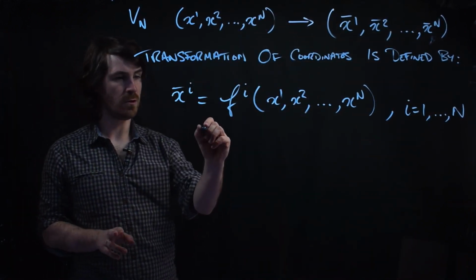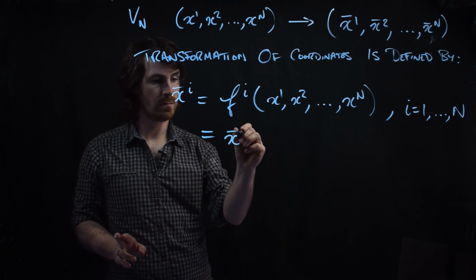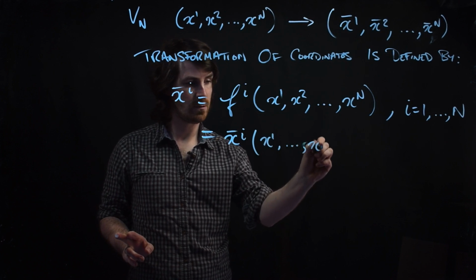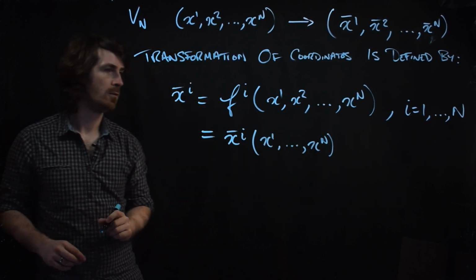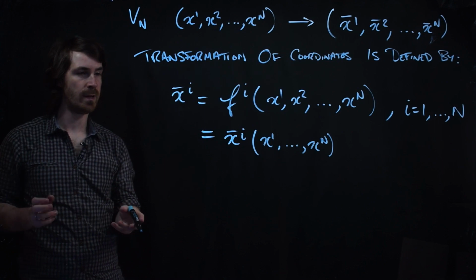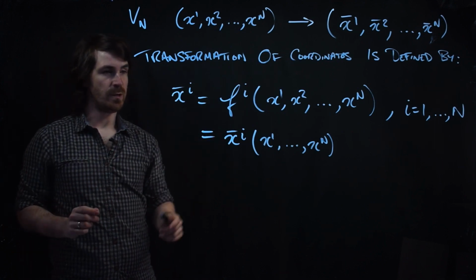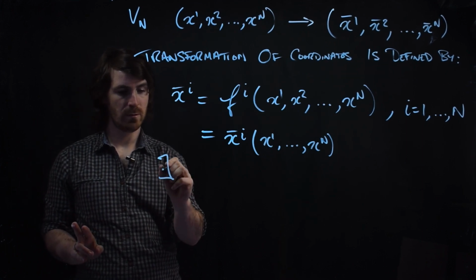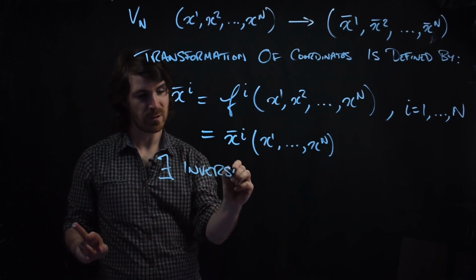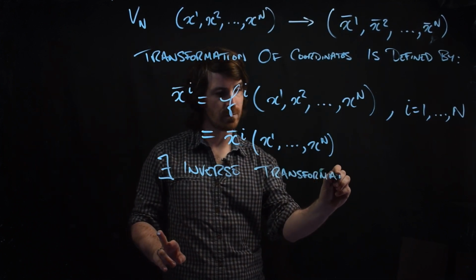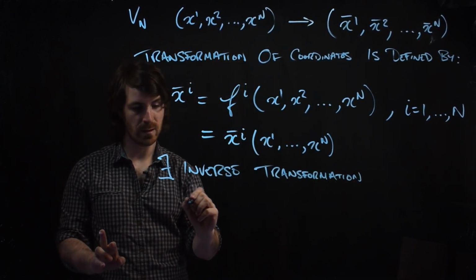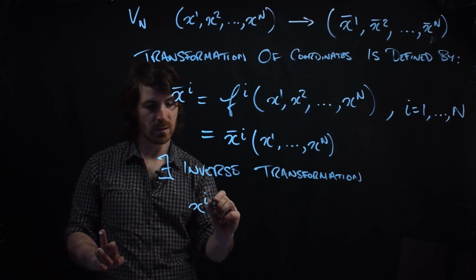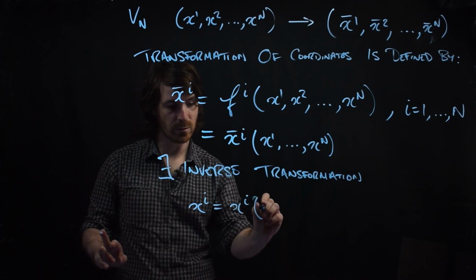So for clarity, we'll just call this xi bar, a function of all the other coordinates. Okay, and it's important that for the transformations we consider that an inverse exists. So there exists an inverse transformation. This inverse transformation describes the unbarred coordinates in terms of the barred coordinates.